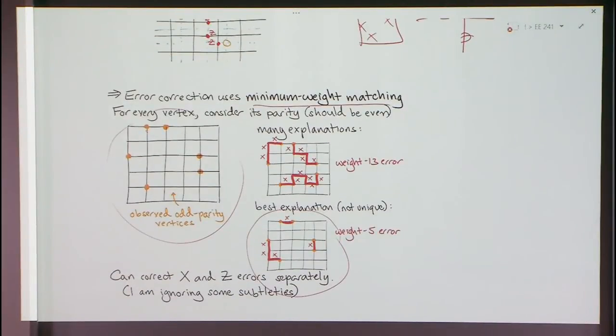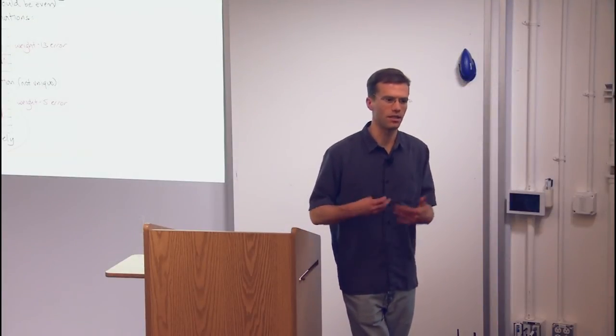So you want to minimize the number of X's that make the picture correct, or just want to get below a threshold? Well, if you think of your error model as independent errors with some probability on each qubit, then the most likely explanation is a least weight explanation, and so that's the one you want to be correcting for.